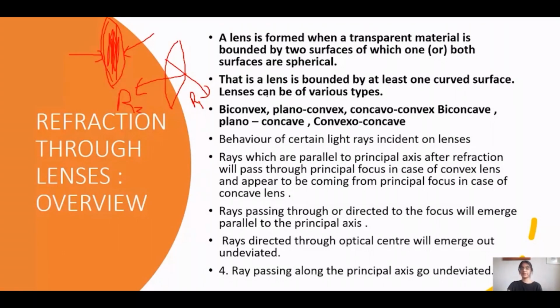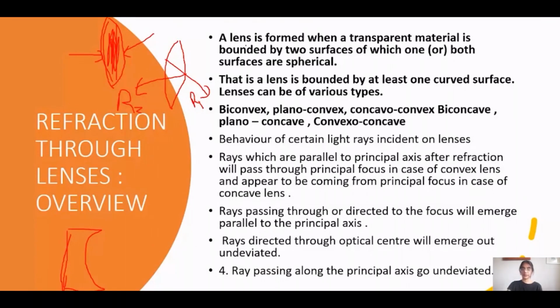If a lens is bound by two surfaces, either one or both of them are spherical. So it is not necessary for a lens to always have both surfaces spherical. You can also have a plane surface. For example, this is one surface and the other one can be a curved surface. So this is a plano-convex lens. You can also have plano-concave, biconcave, biconvex, convexo-concave, which is a mixture of convex lens and concave lens, and you can also have concavo-convex, which is a mixture of concave lens and convex lens. So this is all about lenses.